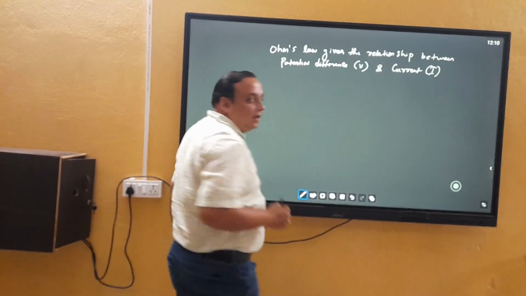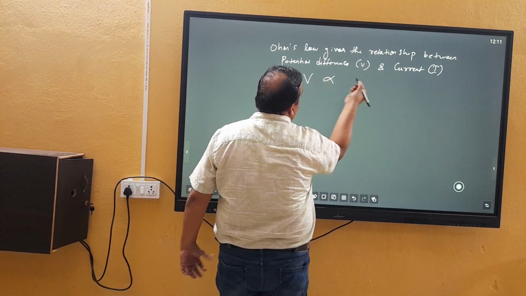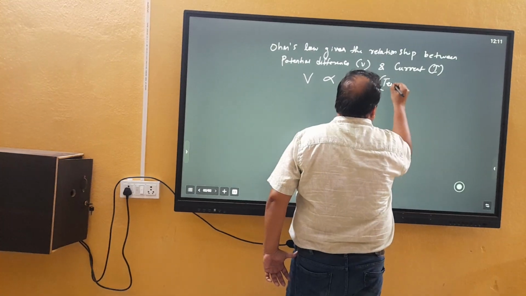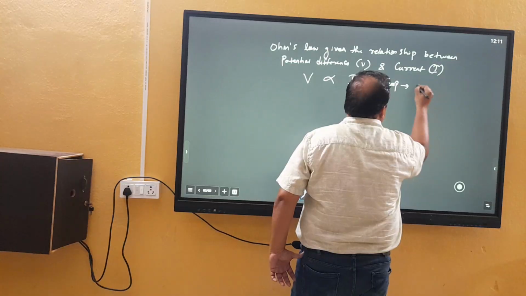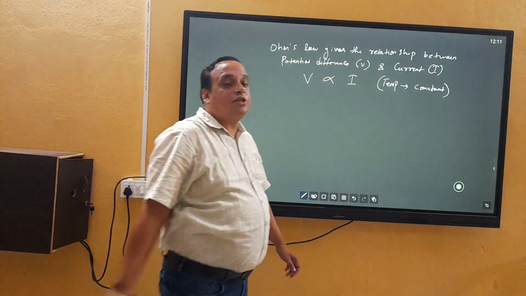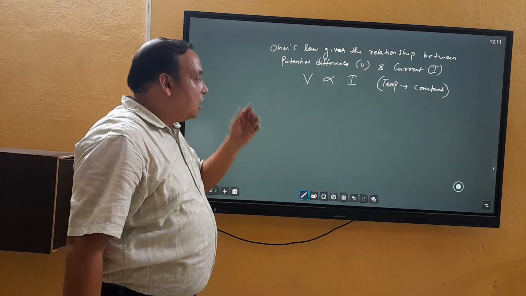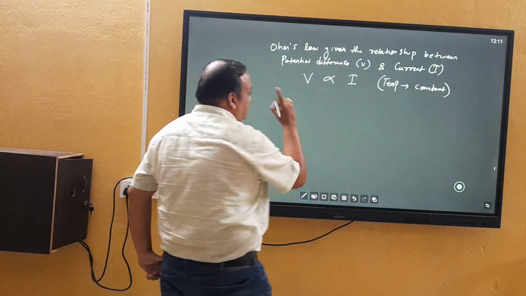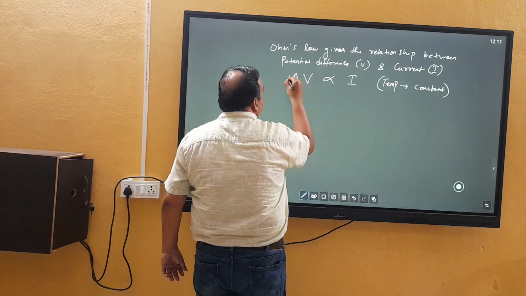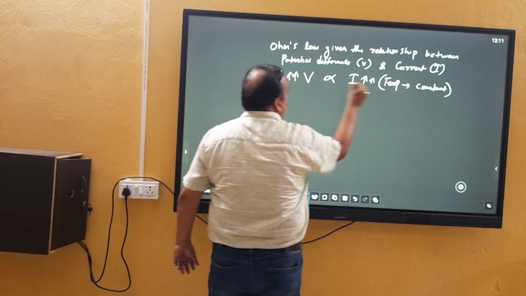So what is the mathematical relationship? Potential difference V is directly proportional to the current I, provided the temperature of the conductor remains constant. If V increases, then I increases. If V decreases, then I decreases.